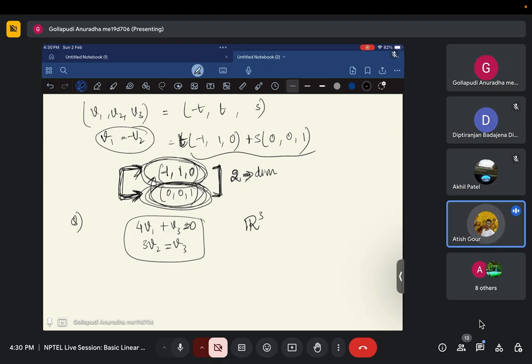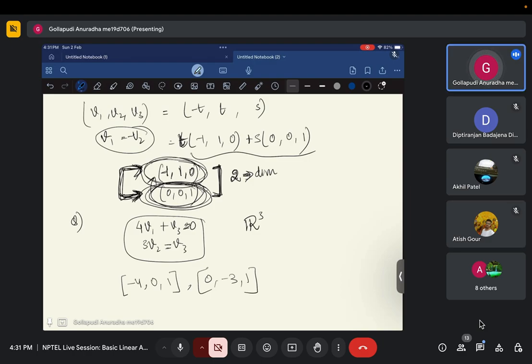Madam, is it -4 0 1 and 0 -3 1, dimension 2? Sorry, I didn't get. So you are telling the basis? Yes, ma'am. What is the basis? -4 0 1 and 0 -3 1, dimension 2.